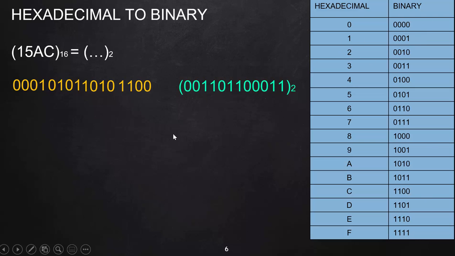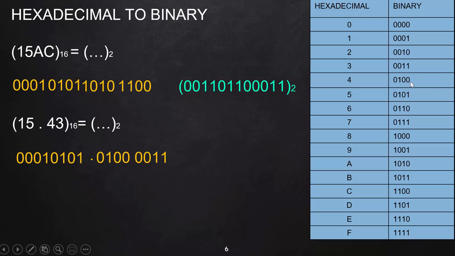Next is the fractional number which is given in hexadecimal form. Use the same table. 1 means 0001, and 5 means 0101, which is available from this table. Next is the decimal point. Next, 4 means 0100, then 3 means 0011. So this is the binary equivalent of our given hexadecimal number.